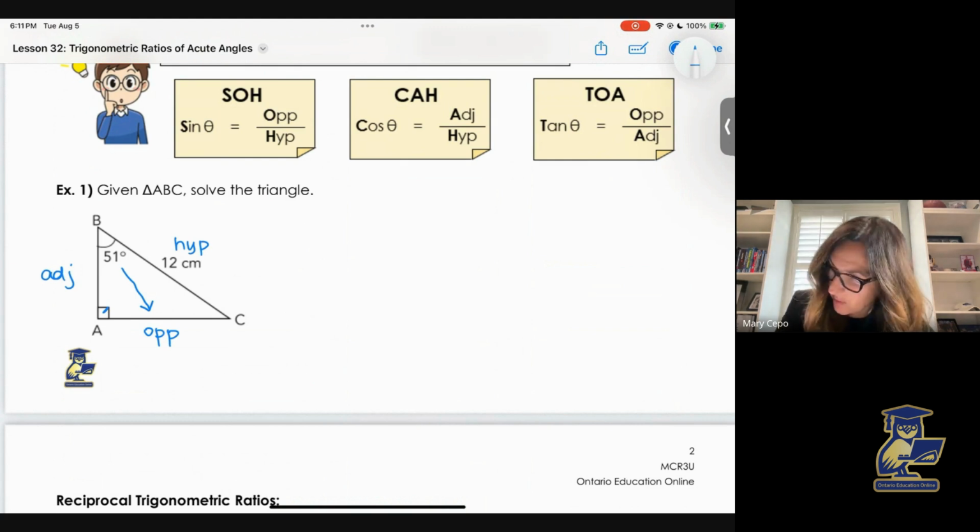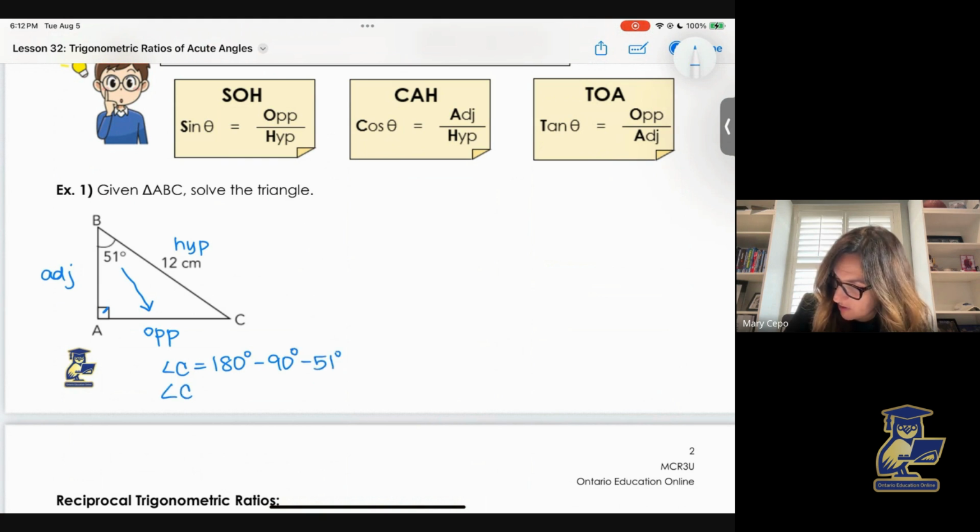If we're solving the triangle, that means we need to determine all three sides and all three angles. Now, we can probably start right away by figuring out angle C, because we know all the angles together have to equal 180. So if we take 180 minus 90 minus 51, that would give us the measure of angle C. So 180 minus 90 is 90, and 90 minus 51 is 39 degrees. So we got one measure completed of that triangle. We still need to know the length AB and the side length AC.